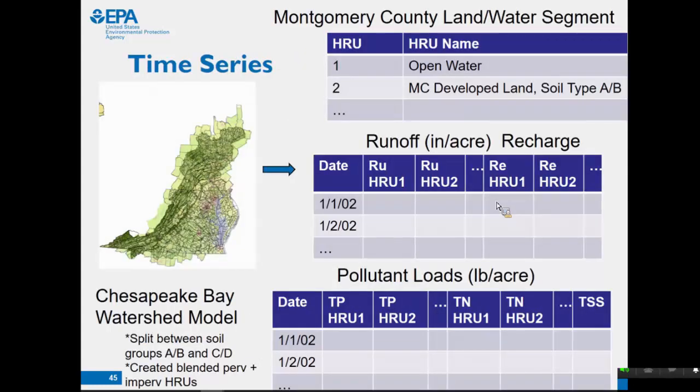In this case, we derived our input time series from the Chesapeake Bay watershed model. We had to do a little bit of additional pre-processing because they had the output lumped by soil type, and we wanted to look at differences between different soil groups. So we split those between soil groups A, B, and C, D. And then we created blended pervious and impervious HRUs. So that provided information to populate the hydrologic response unit characteristics table, the time series of runoff, recharge, and pollutant loads.